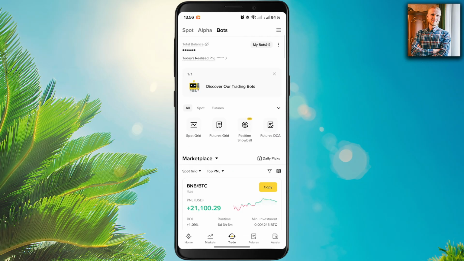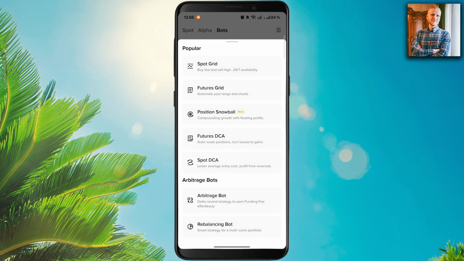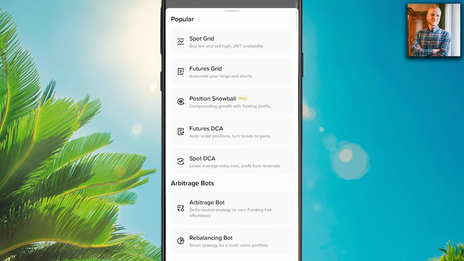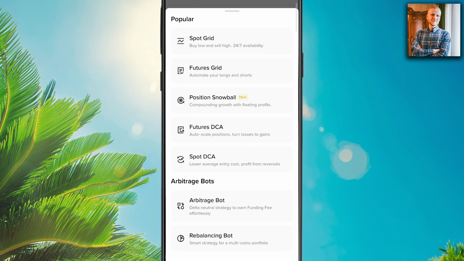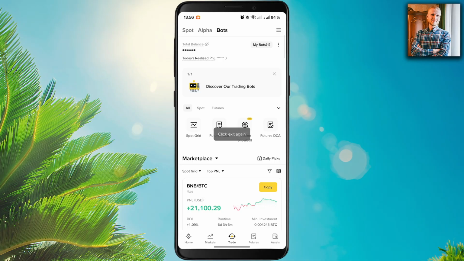They have trading bots right here. When you click right here, you notice that there are more than 10 trading bots available built in directly on the platform, so you don't need to do the connection as you would need to do with MT5. So there are much less moving parts right here.